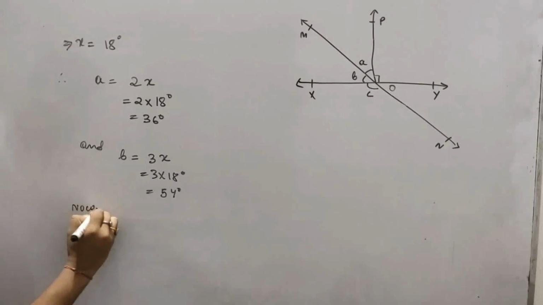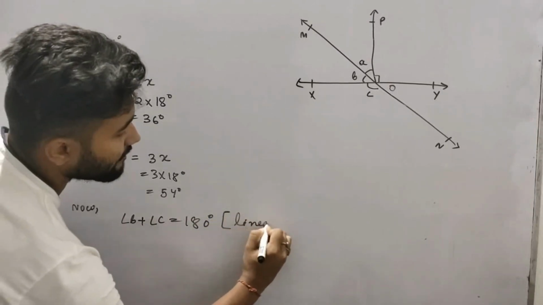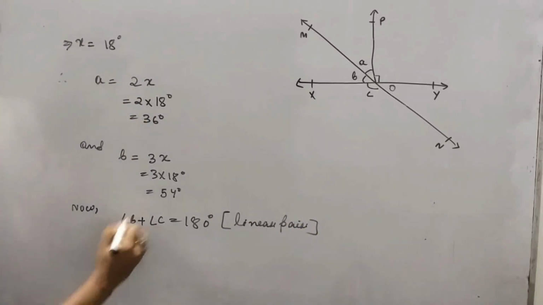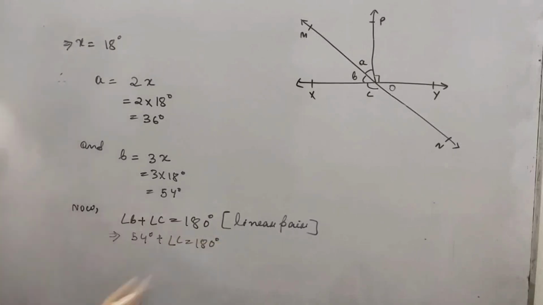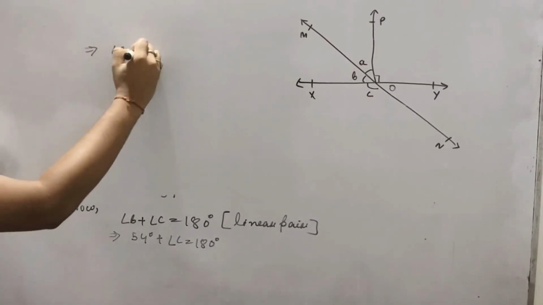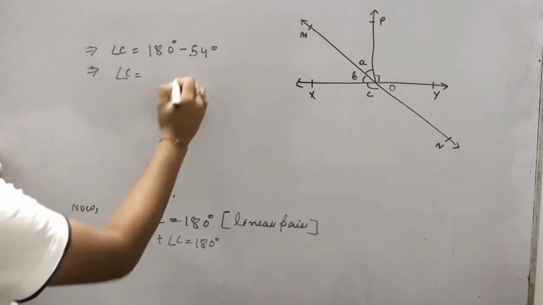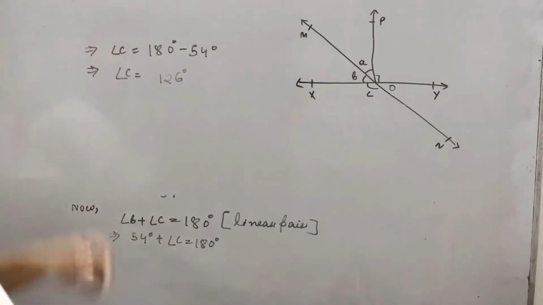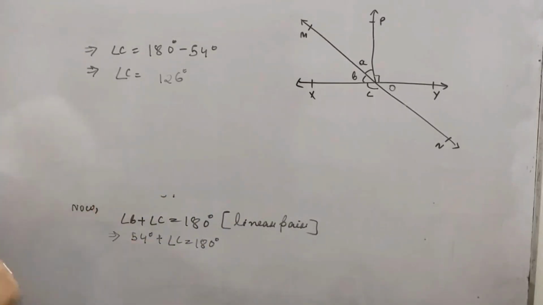So now we will say that angle B plus angle C will be 180 degrees. Reason: linear pair. Okay. So put the value of B. What is the value of B? 54 degrees plus angle C is 180 degrees. Take that 54 to the other side, which implies angle C will be 180 degrees minus 54 degrees, which is 126 degrees. So the value of C is 126 degrees.